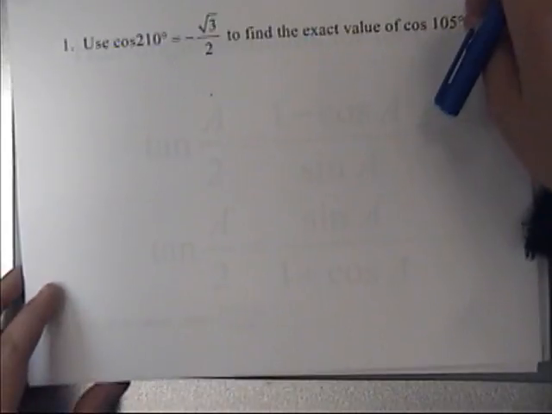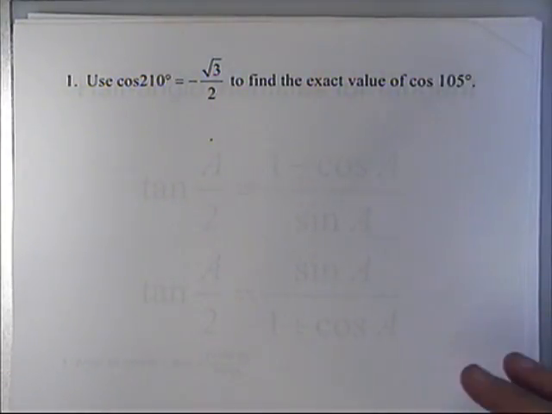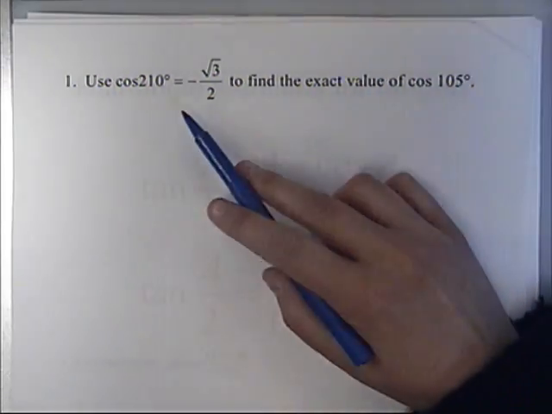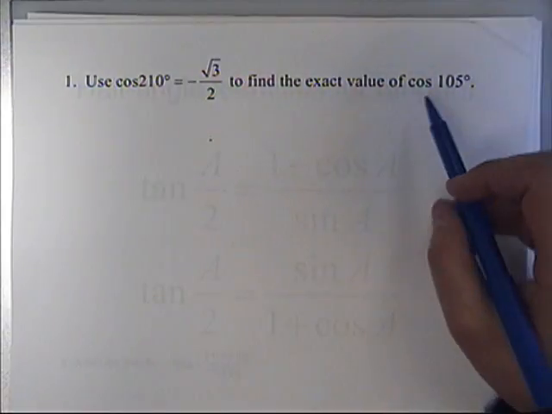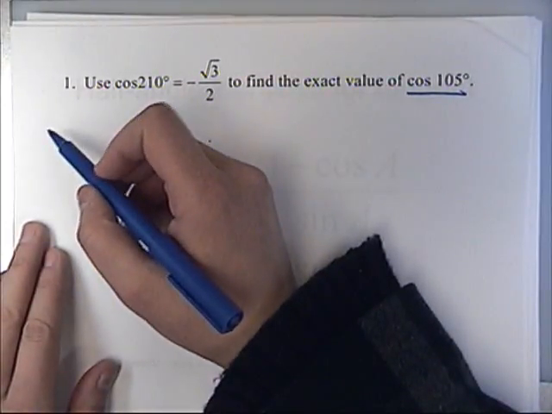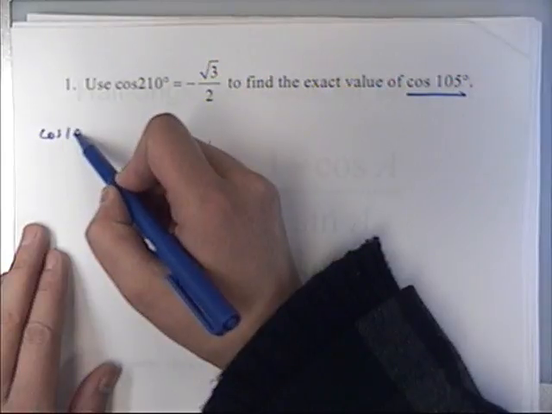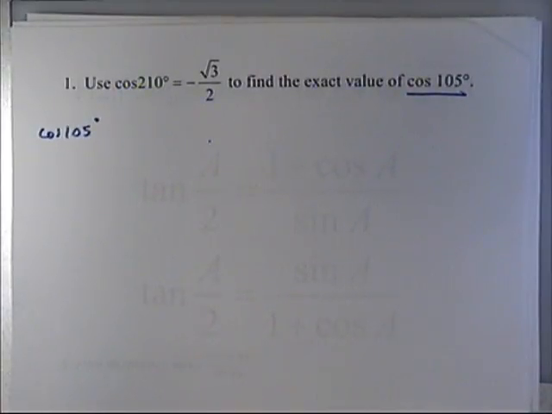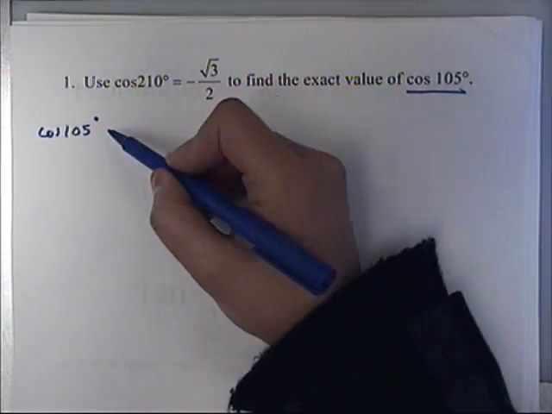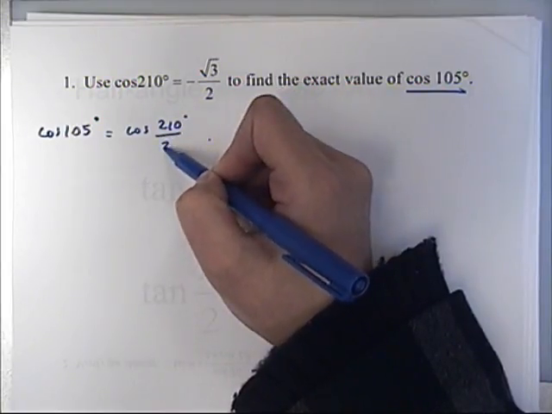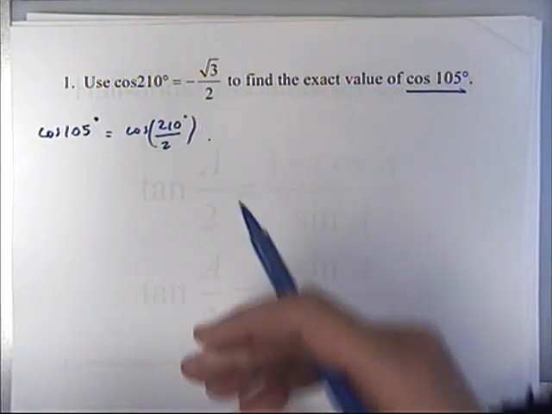So the first example is on this page. Finding the cosine of 105 degrees. First of all, they give us the cosine of 210, but they want us to find the cosine of 105. Now, the cosine of 105 we can find by saying that that is the same as the cosine of 210 divided by 2. These two are the same thing.